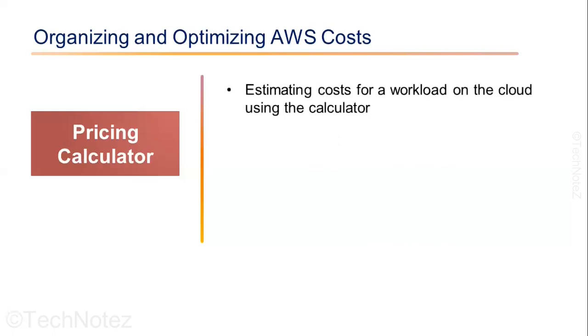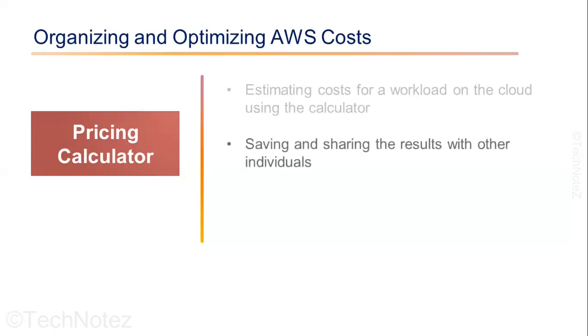You can estimate the cost for a workload on the cloud using the calculator. For example, if you are looking to launch a website for your company and you believe you are going to need 10 web servers and two different database servers, you can enter all of these factors into the pricing calculator, determine how much it would cost, and share the results with others. You can even look at different ways to build it and then compare the cost between the different approaches. The Pricing Calculator is very useful for cost optimization and planning.